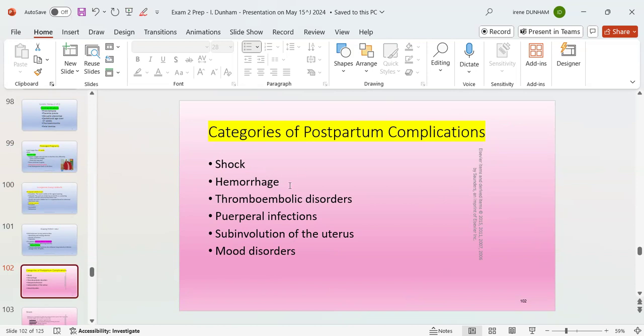And then hemorrhage. Let me put it this way: how many mLs would be considered a hemorrhage in a vaginal delivery? I think like 300? Okay, vaginal delivery would be 500. And how many mLs would be a hemorrhage following a cesarean delivery? 1,000. Good. Another postpartum complication could be, remember we said the Homans sign, the DVT, thromboembolic disorders because of increased clotting. How about infections? We talked about chorioamnionitis, right? Subinvolution of the uterus. What do you think subinvolution of the uterus is?